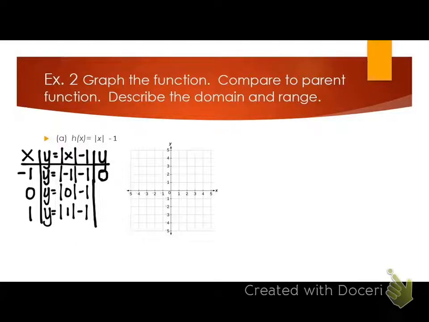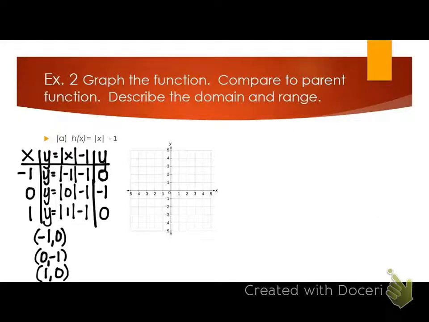All right, Malcolm, what's the absolute value of 0? And 0 minus 1? Negative 1. Daniel, what's the absolute value of 1? 1. Okay, and what's 1 minus 1? 0. Very good. So we have created, again, 3 ordered pairs. Avery, what are my 3 ordered pairs? Negative 1, 0. 0, negative 1. And 1, 0.